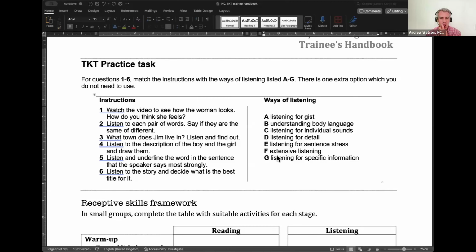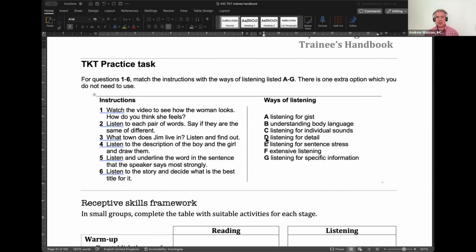Okay, great. Time is up. Tadeo, you were right. One is B, so that's understanding body language. Two is what we would do in a bit of pronunciation teaching. So it's listening for individual sounds, discriminating between sounds.